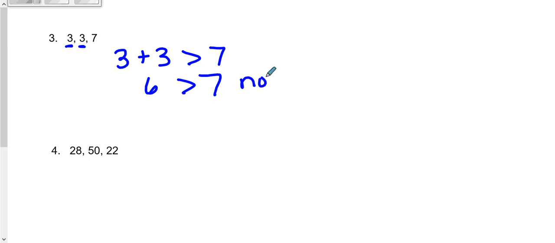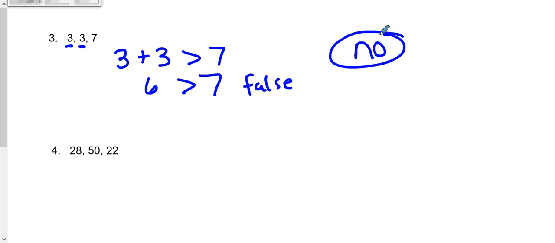It's a false statement. So actually, let me say this instead: let me say false because this is a false statement. So the answer would be no. This is not a triangle. Basically, you're having a triangle here where you got 7, 3, and 3. They don't meet, because when you add the 2 smaller sides together, it has to be bigger than the third side. And since they're not, it means it doesn't form a full triangle.